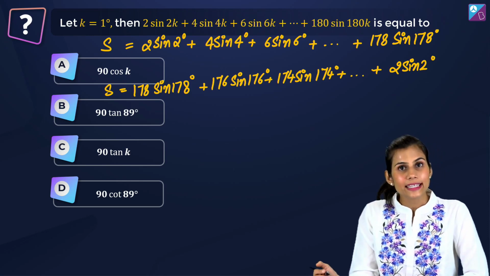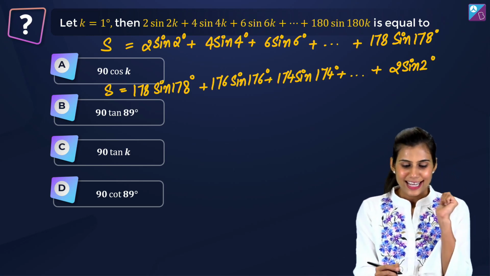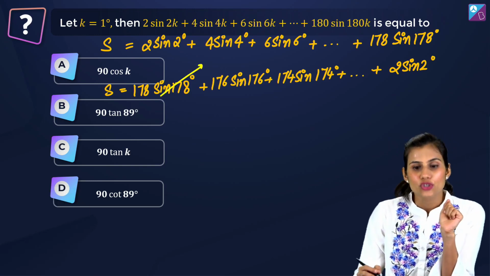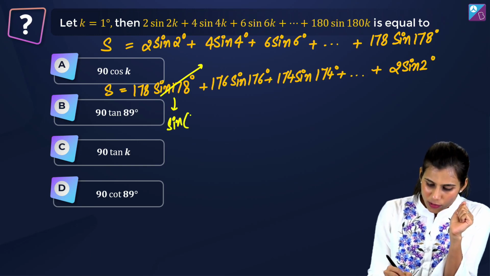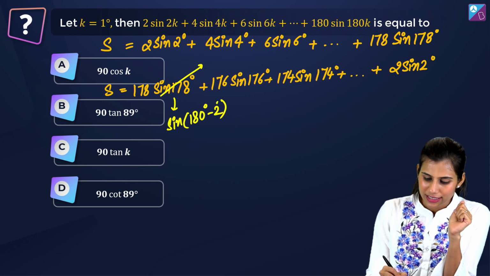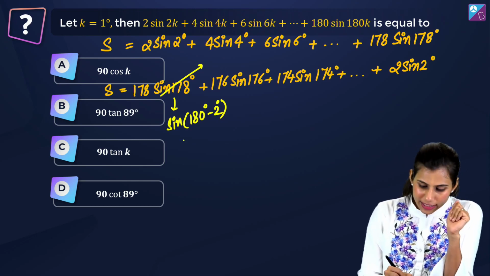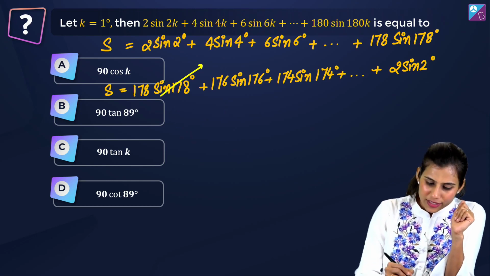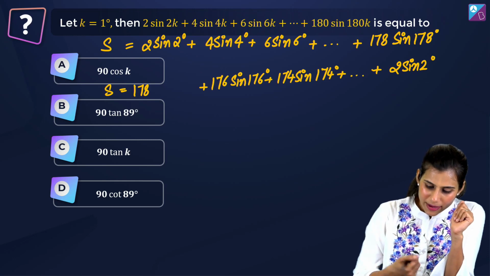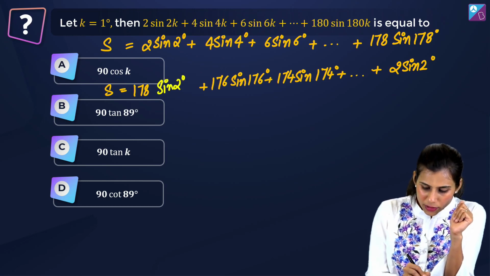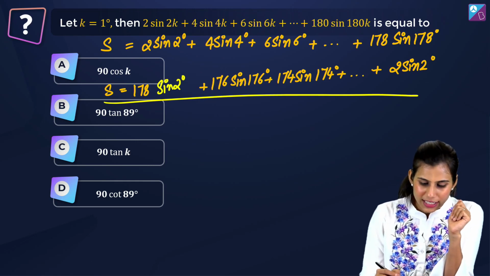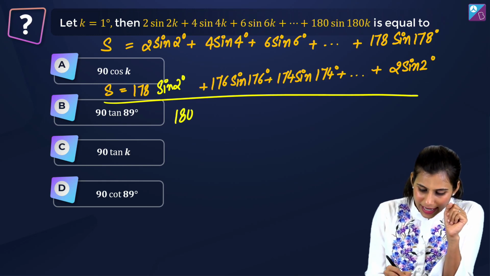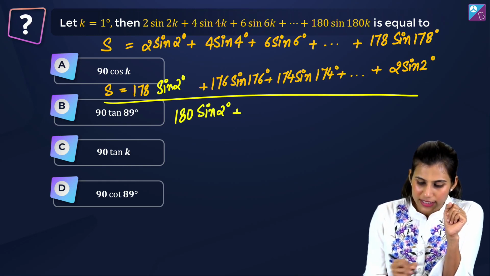Here we are going to prefer adding them because you can see that sine 178 is the same as sine of 180 minus 2, isn't it? Sine of 180 minus 2. And sine of pi minus theta is the same as sine theta, so this is the same as sine 2. Correct? Did you understand? So sine 178 is actually the same as sine 2. So when you add both these series, what are you going to get? Twice of sine 2 plus 178 times sine 2. That means 180 times sine 2 degrees.